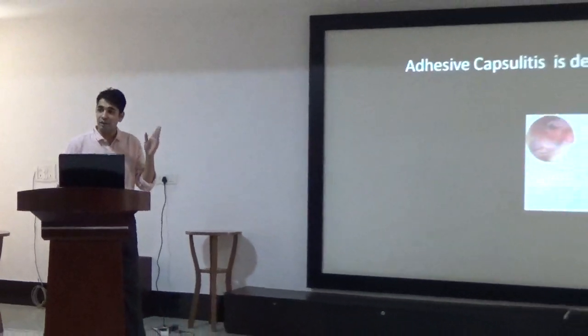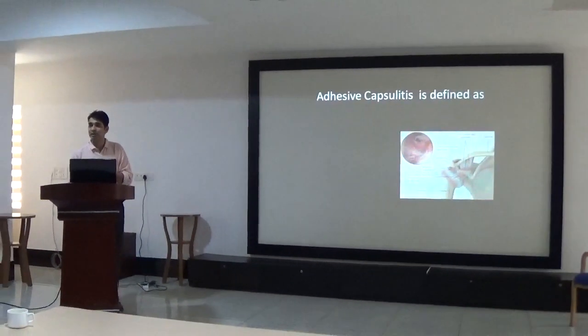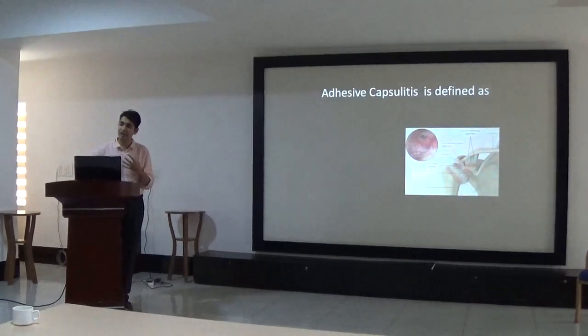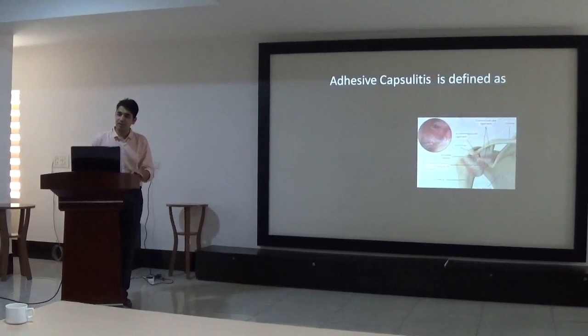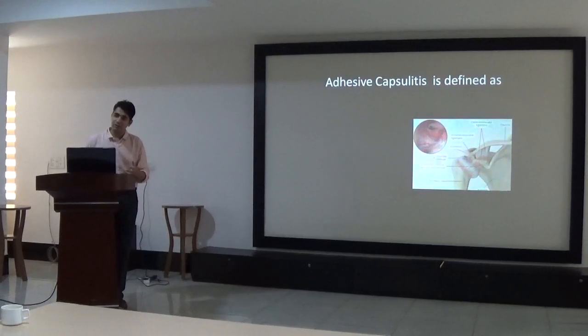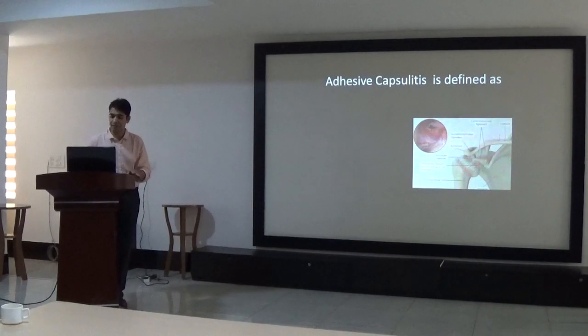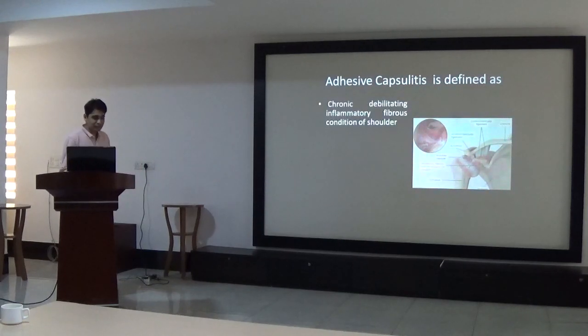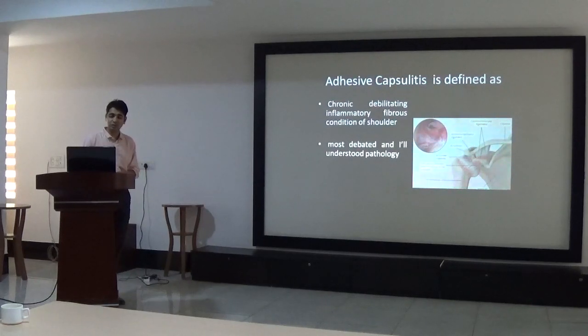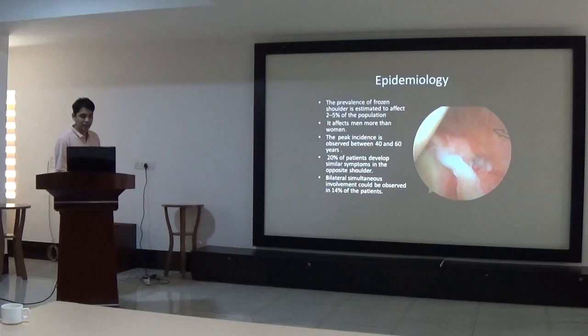So I will be talking about frozen shoulder, which is adhesive capsulitis. This was recently changed in the new guidelines. This word has now been eliminated. Now they say that frozen shoulder is not an adhesive capsulitis because there are no real adhesions in frozen shoulder. There is only chronic inflammation, proliferative inflammation. So it is a chronic inflammatory fibrous disorder, the most debated and most ill understood pathology of the shoulder.